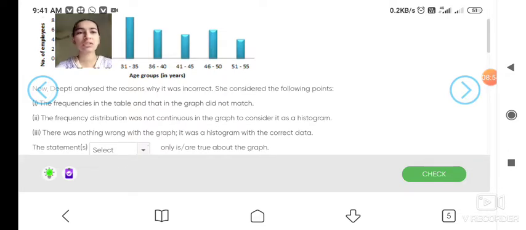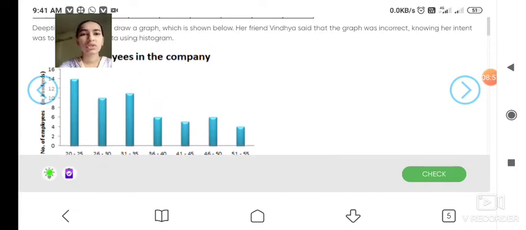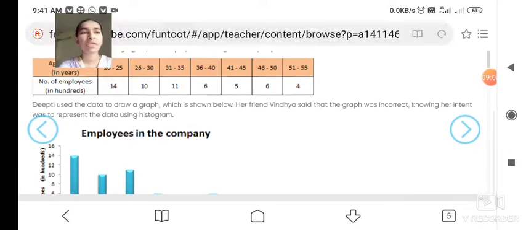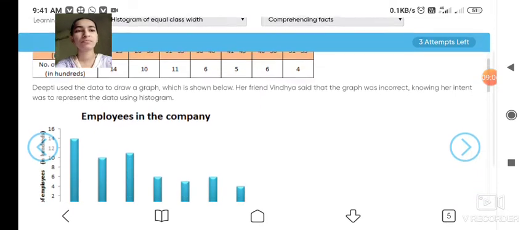Okay students, understand this question. You have to see the graph and verify, or check, whether the graph is continuous or not. Okay, let's take another example.